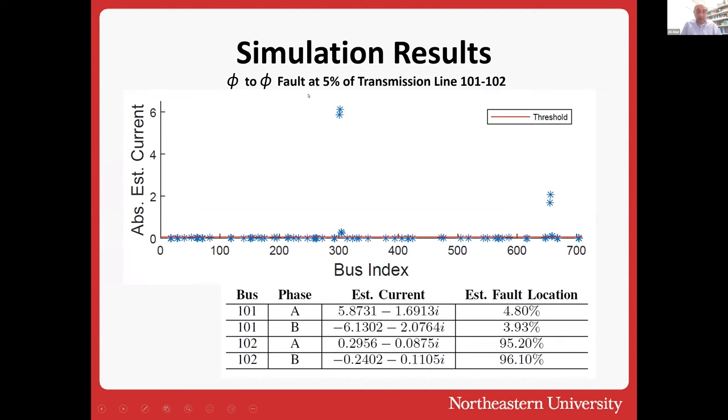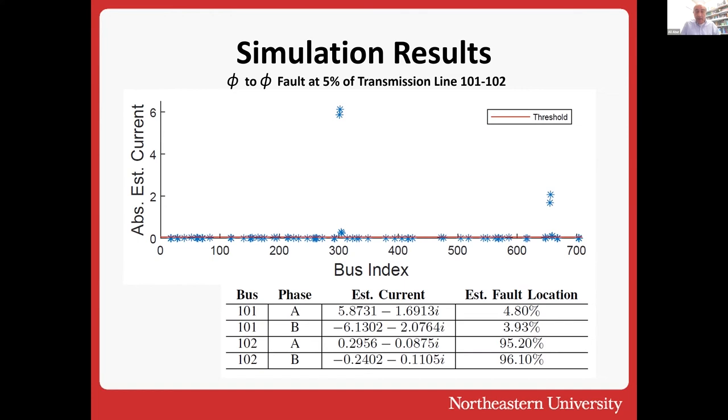And here, as you can see, since this is a phase-to-phase fault, the number of non-zeros we expect in the current vector are smaller, in this case only two on each end, 101 and 102. Again, we are using the threshold here. We get results which are again approximate but close. This is 4.8 instead of 5. This is 3.9 instead of 5, and this is 95.20 instead of 95, and this is 96.10 instead of 95%.